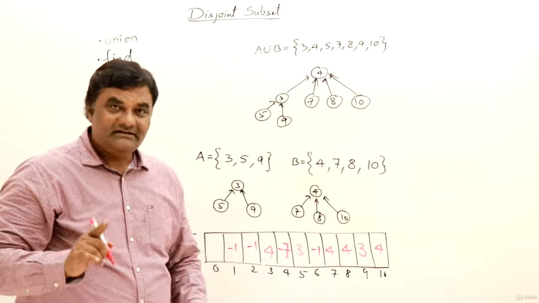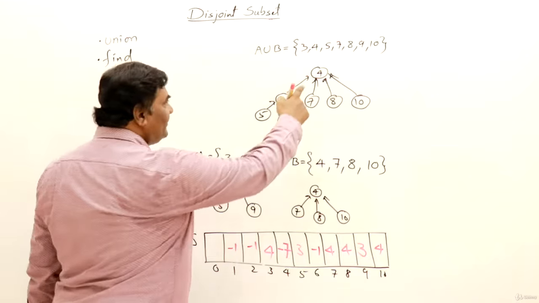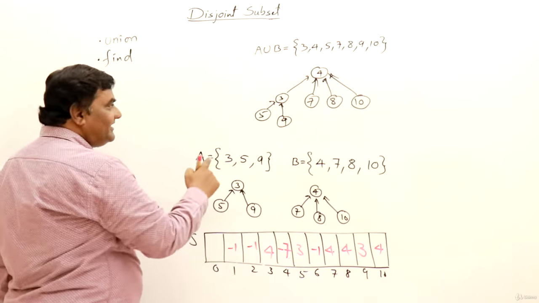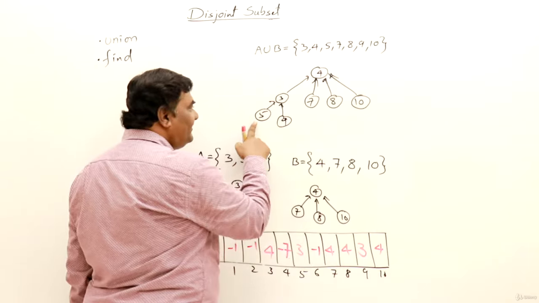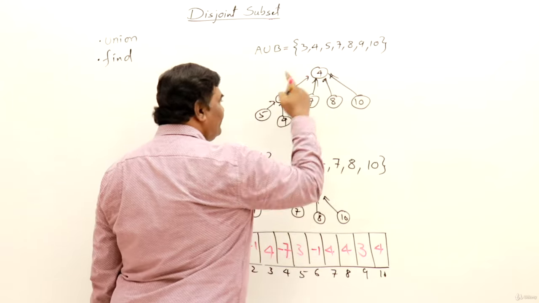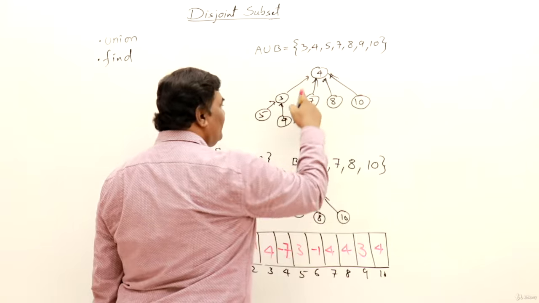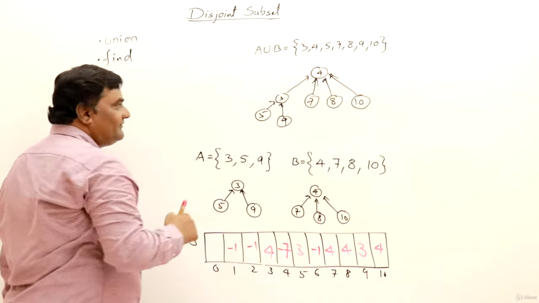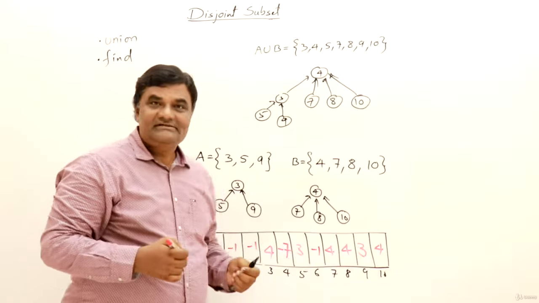Total 7 elements are there in that set 4. So if you watch here, 1, 2, 3, 4, 5, 6, 7 are there. Now if you check who is the parent of 5, 5's parent is 3, 3's parent is 4. So the parent of 5 is 4, parent of 9 is 4, 10 is also 4, 8 is also 4, 7 is also 4. So this is how union is done.